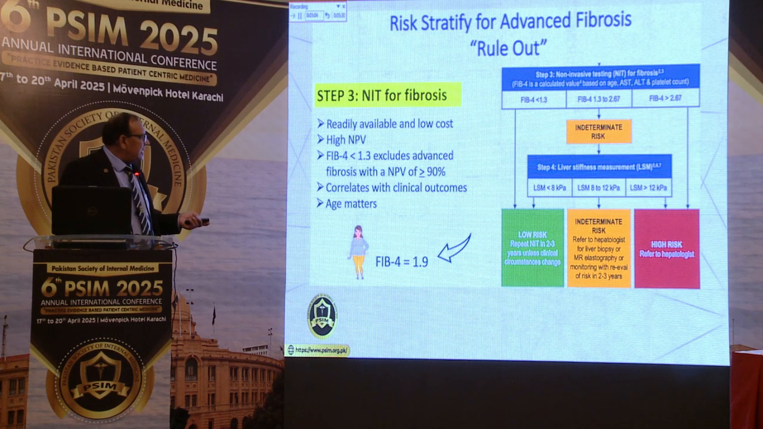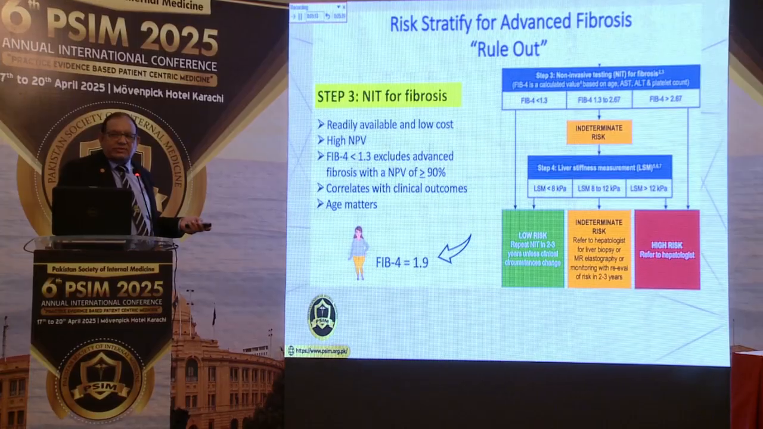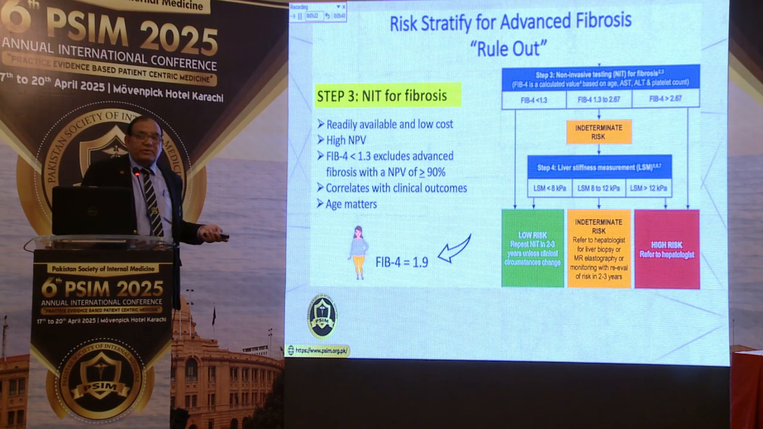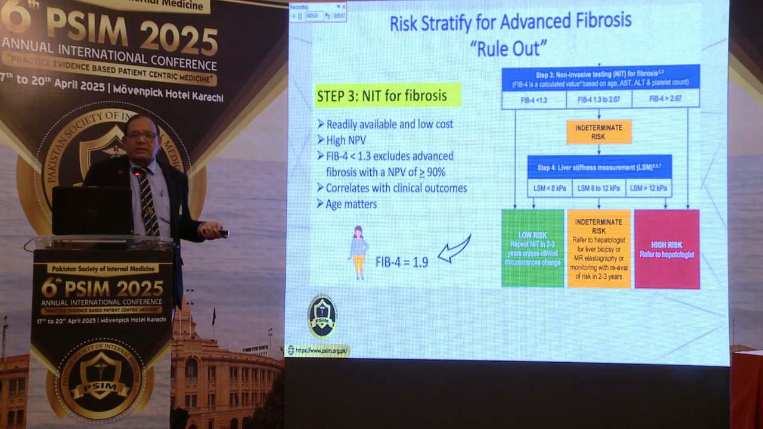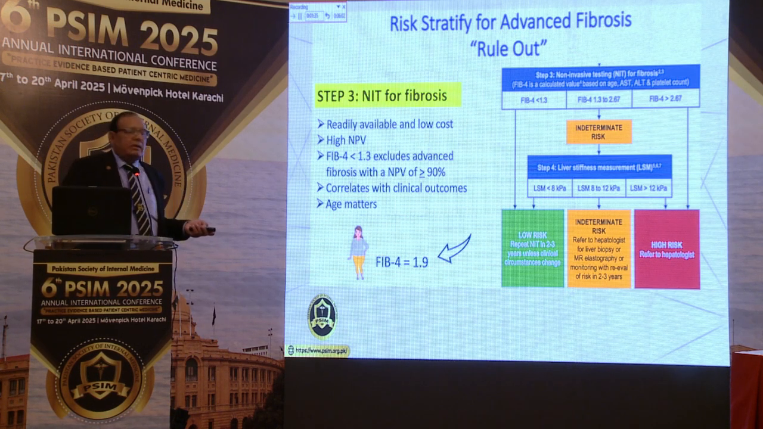If it is less than 8 kilopascal, this is again the low risk category. You will have to follow up after 2 to 3 years. And if it is between 8 to 12 kilopascal, then this is again intermediate risk. You will have to refer to a hepatologist for liver biopsy or MRE, or you will have to monitor more frequently. And if it is more than 12 kilopascal, this is a very high risk patient, and you will have to immediately refer to a hepatologist for either MRE or liver biopsy and further management.